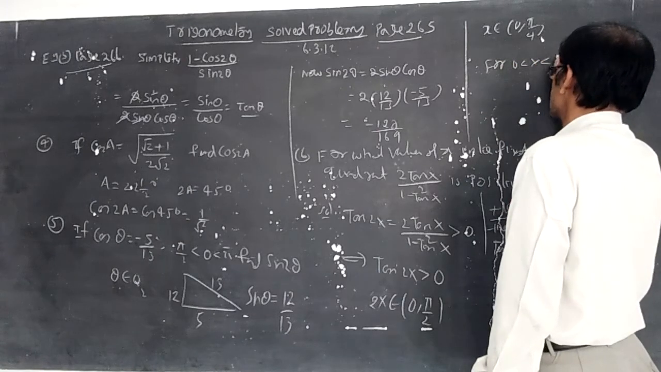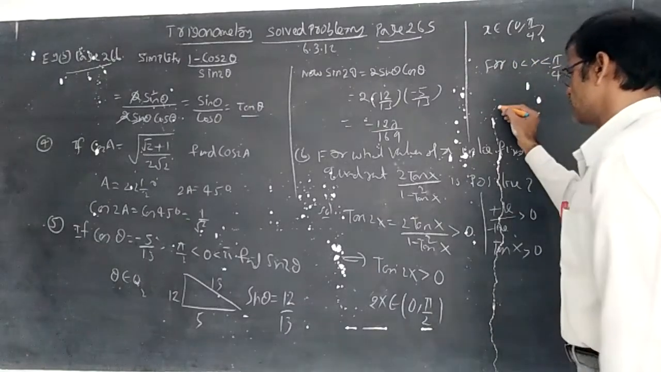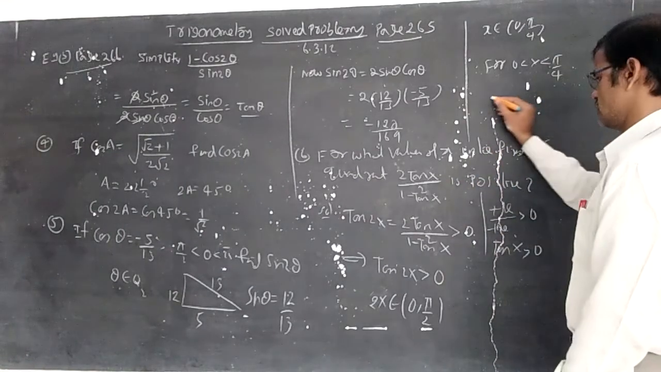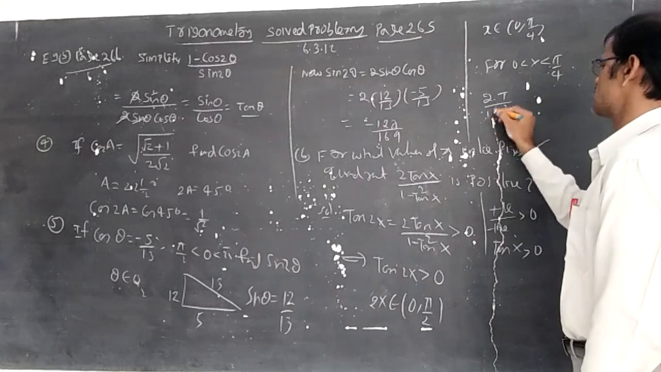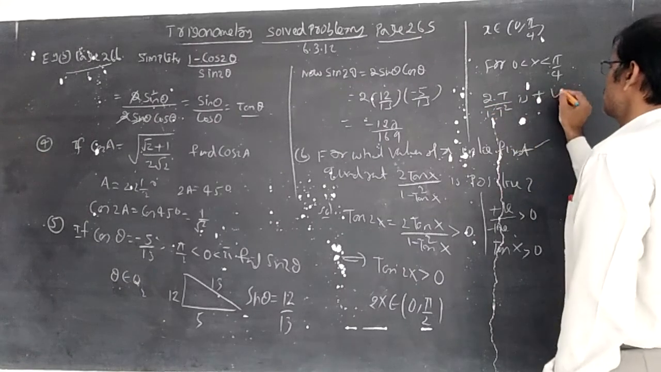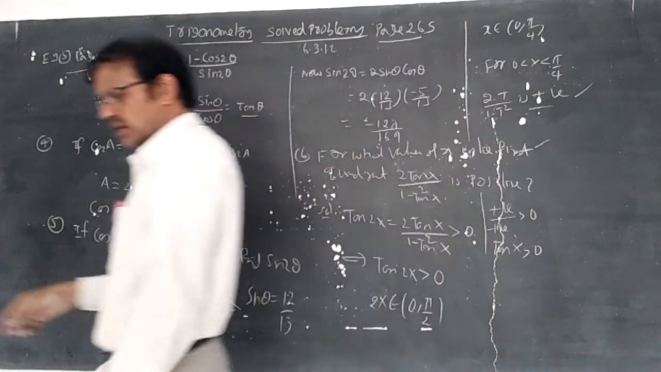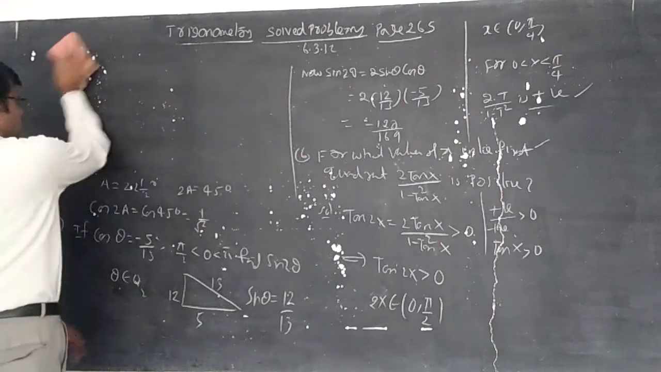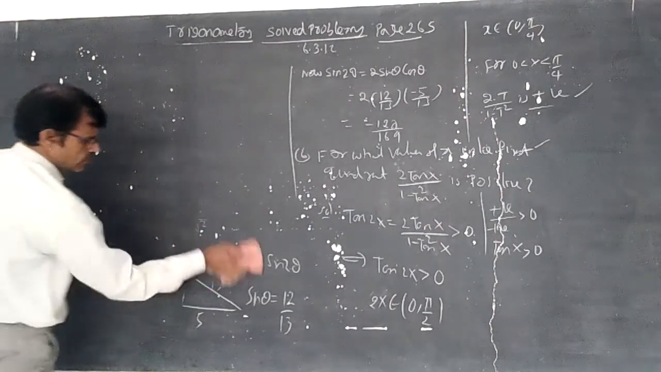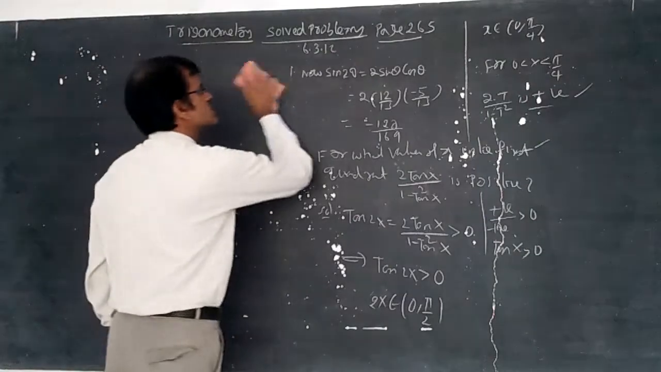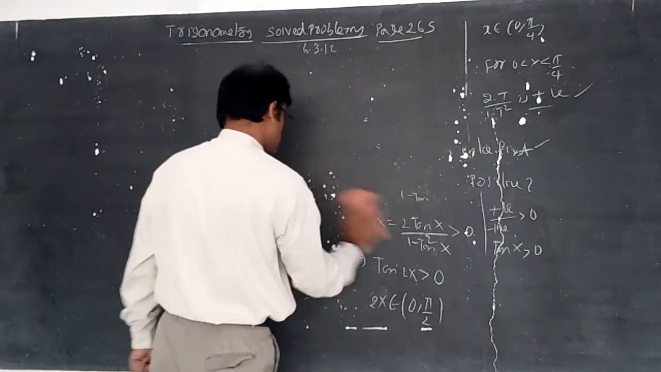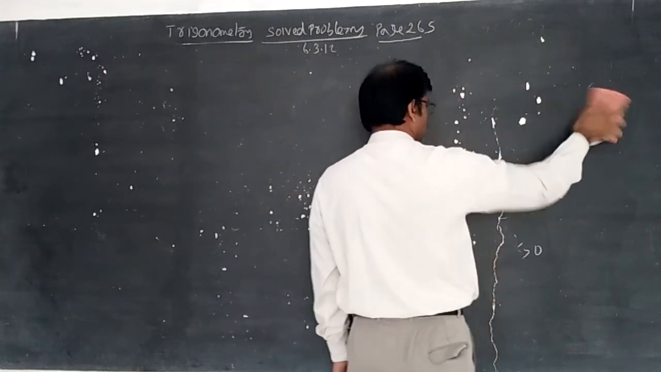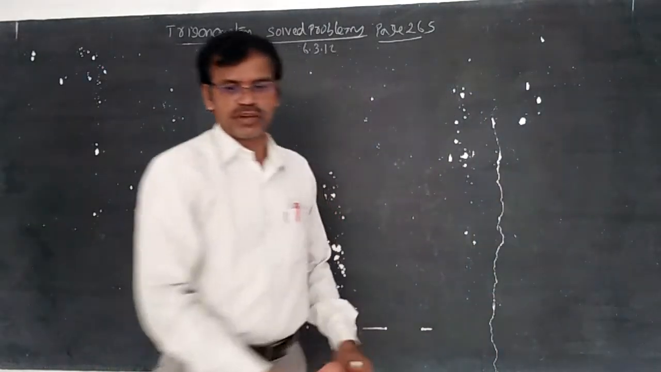Therefore, for 0 less than x less than pi by 4, for what value of x is 2 tan x by 1 minus tan square x positive? Of course, he is saying in first quadrant. Here t means tan x. If x lies between 0 and pi by 4, then only 2 tan x by 1 minus tan square x is positive. That means maybe 30 degrees or 35 or 36 or anything below 45 degrees.